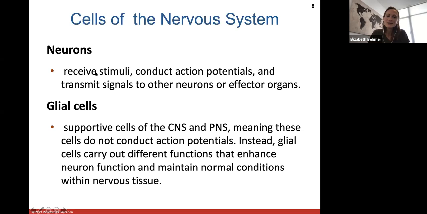And then the glial cells are all of the supporting cells. These cells do not conduct action potentials. There are specific glial cells of the CNS and in the PNS. Instead, these glial cells carry out different functions that enhance neuron function and maintain normal conditions within the nervous tissue. And we'll go through what those glial cells look like. But first, we'll look at a neuron or nerve cell.